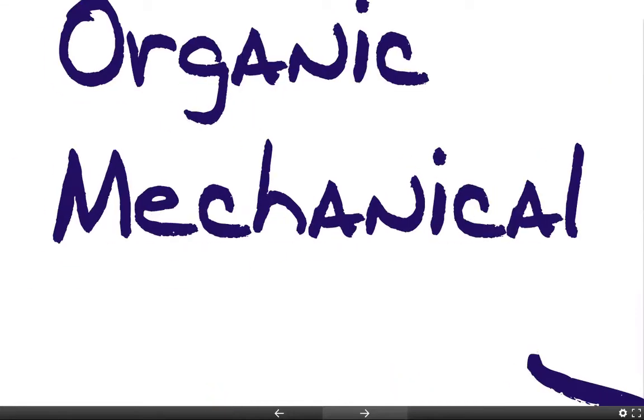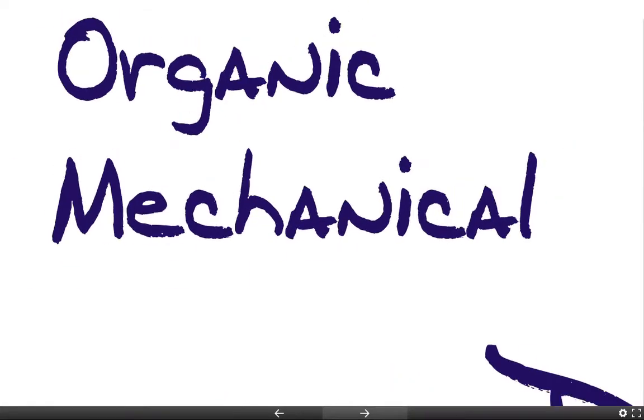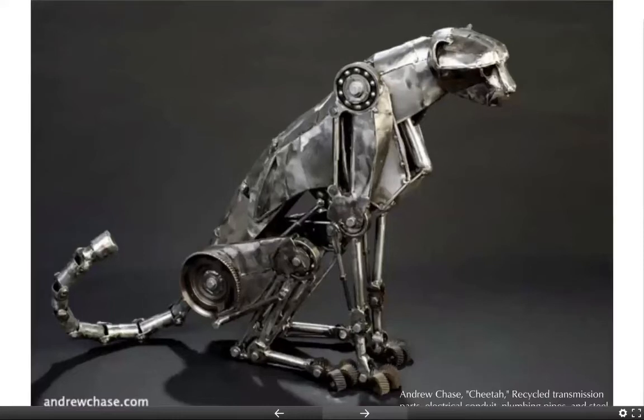And lastly, we have mechanical form. Andrew Chase's cheetah not only suggests an industrial source, it's created from recycled parts such as gears, electrical conduit, and plumbing parts.